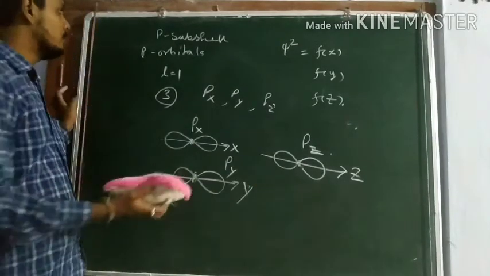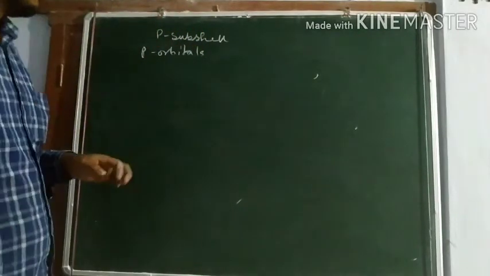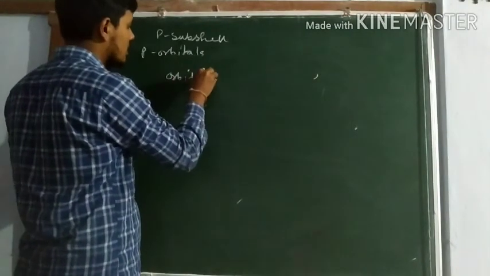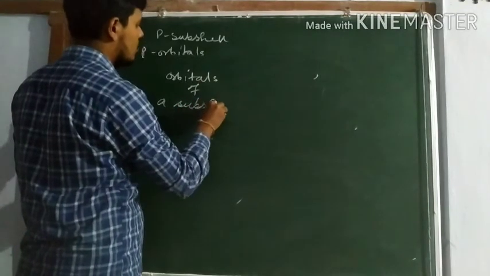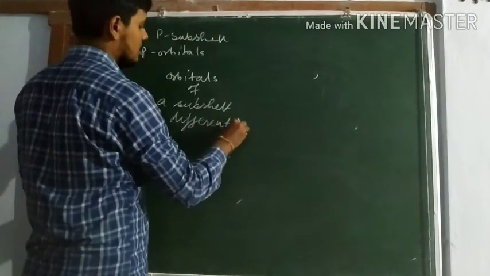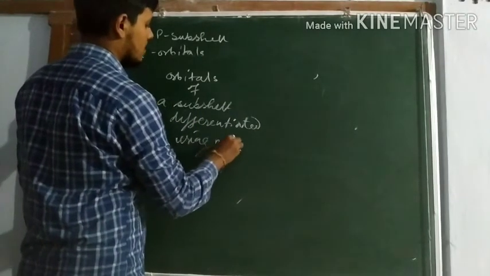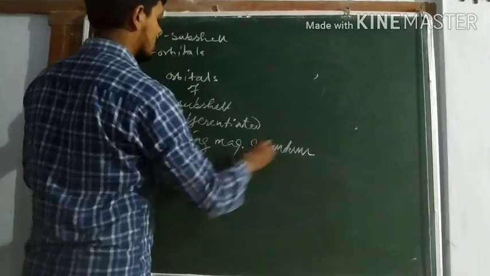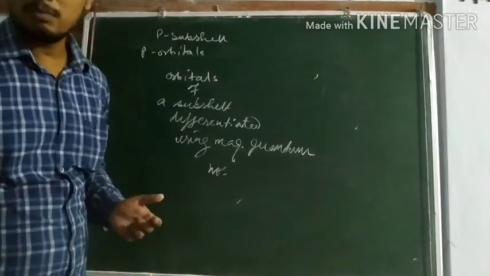Now, these orbitals of a subshell are differentiated using the magnetic quantum number. Okay, so we will shortly discuss what the magnetic quantum number is.